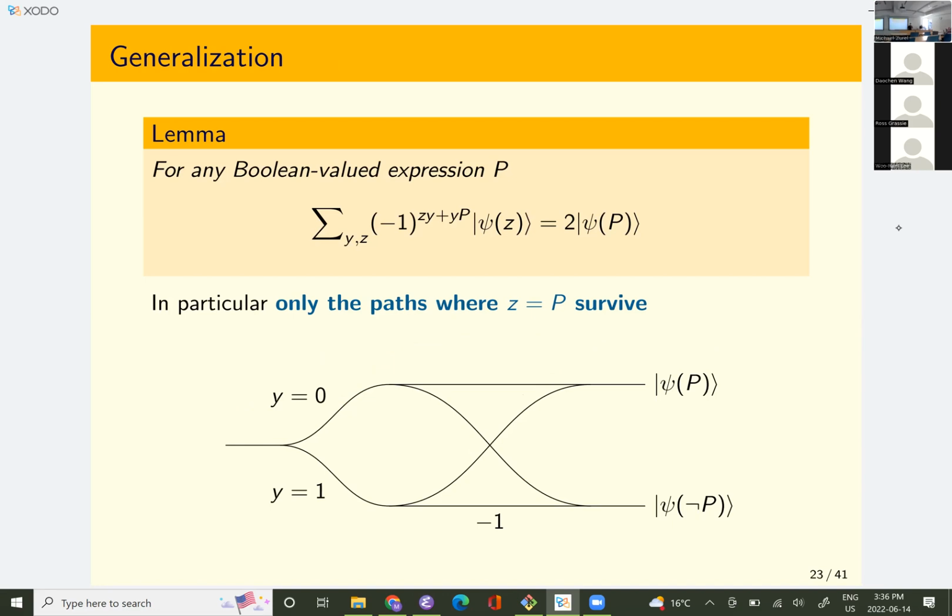And in general, we can realize the fact that the value of x doesn't actually matter. We can replace x with any Boolean expression, p. So what we end up with is this generalization, where we have a sum indexed by two binary variables y and z with a phase of (-1) to the zy plus yp for a Boolean expression p. And this output state only depends on z. We can actually just remove that sum and substitute z with p and multiply it by 2.